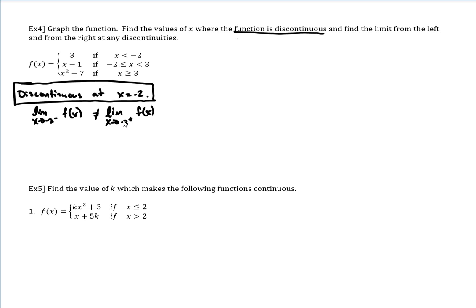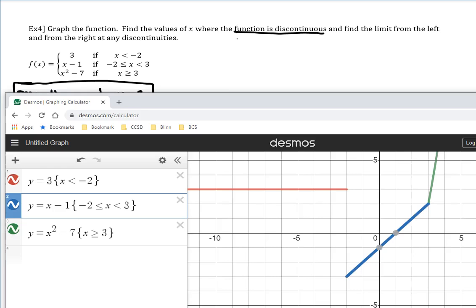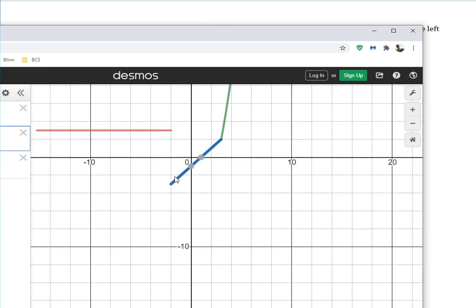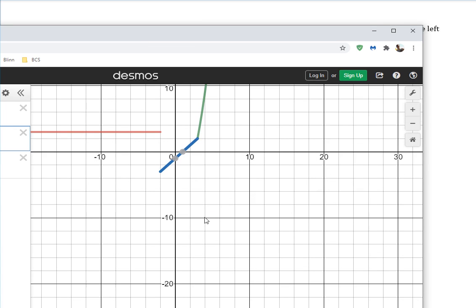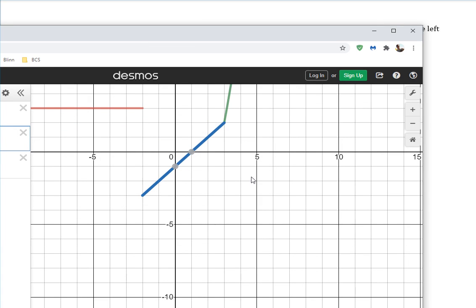Okay, so anyway, we were discontinuous at x equals -2. Let's see in our graph if there are any other discontinuities. Well, in the red, everything looks good. The discontinuity occurs there, but then going on the blue line, everything looks good. And then we just have to see, are these the same?